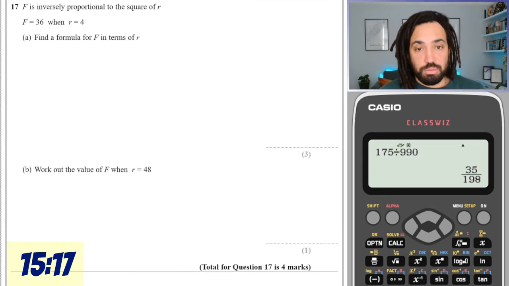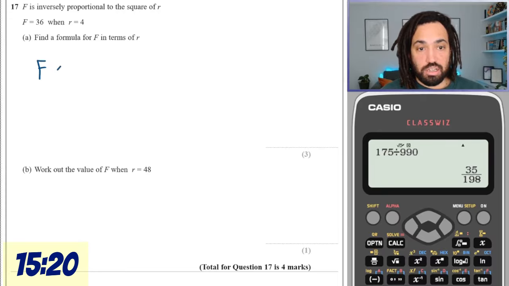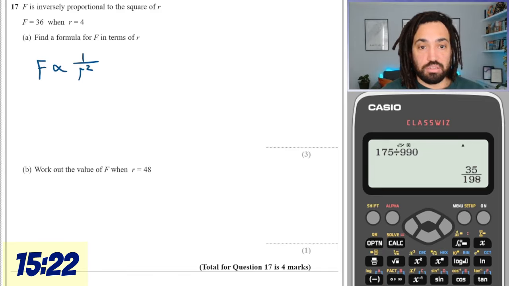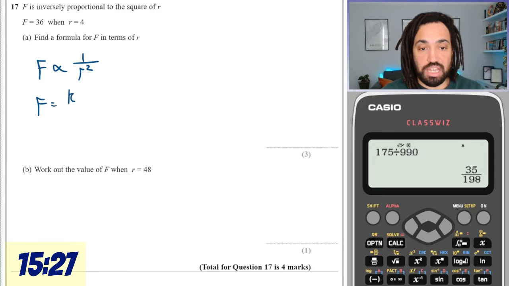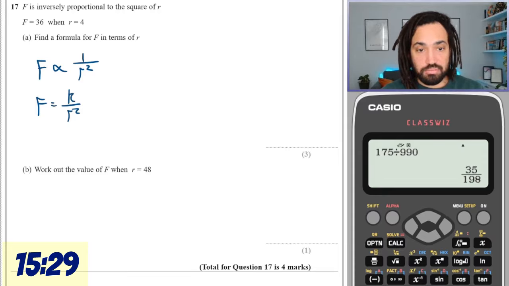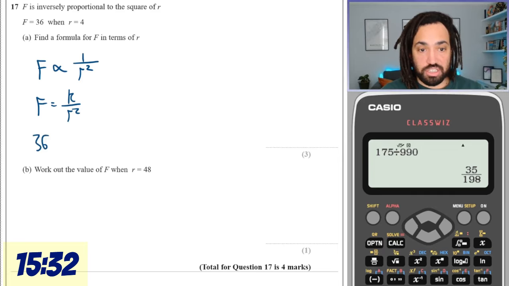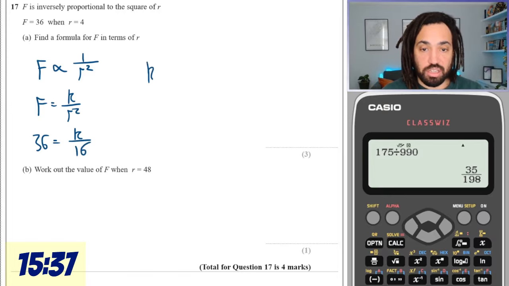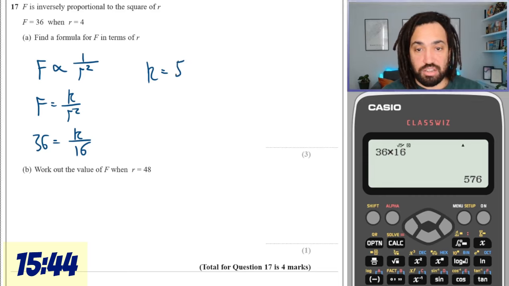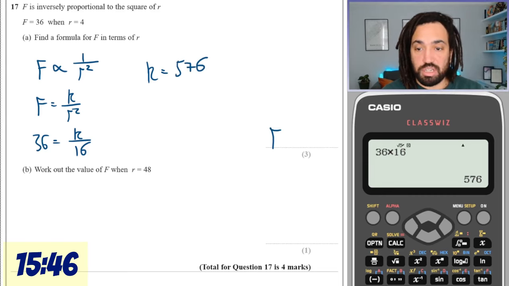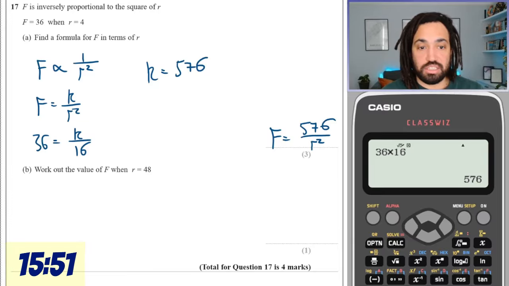F is inversely proportional to the square of r. So that inverse proportional is 1 over, like that. So F is equal to k over r squared. We then need to sub in. So F is 36 when r is 4, but then square it to make 16. So k is equal to 36 times 16, which is 576. So the formula is F is equal to 576 over r squared, as we just sub k in here.